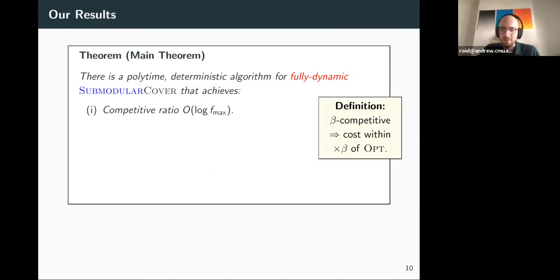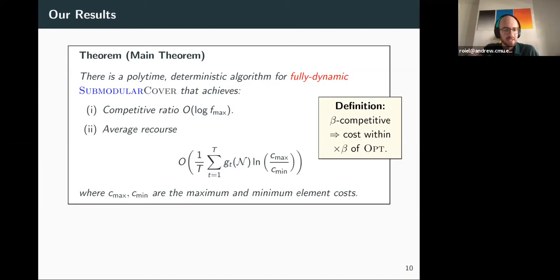By the way, when I say beta competitive, I just mean cost within multiplicative beta of the optimal solution. And the second thing is we show this average recourse bound. If this is a lot to take in visually, we'll unpack it slowly, hopefully. It's the average over time of these GTs, which recall were the constituent submodular functions, evaluated at the entire ground set, times this extra logarithmic term. And inside the log, there's a ratio of costs, Cmax and Cmin, and these are just the maximum and minimum element costs in the problem setting.